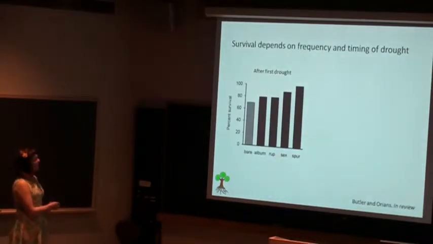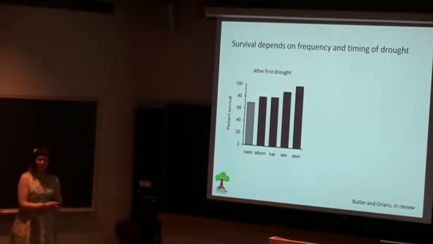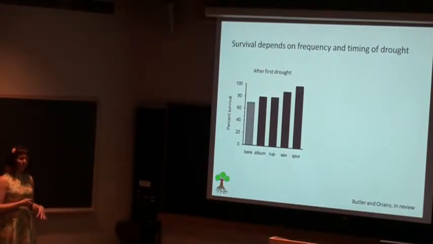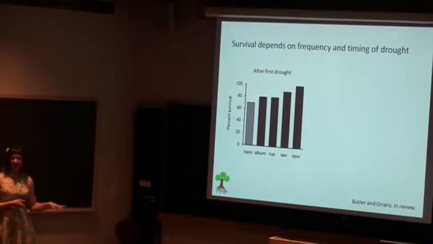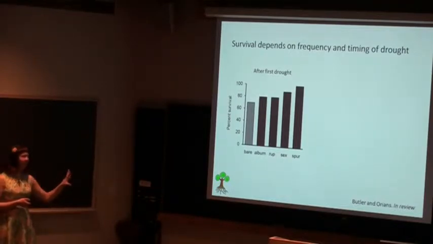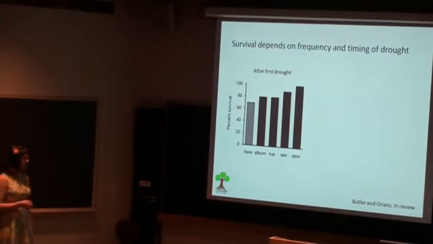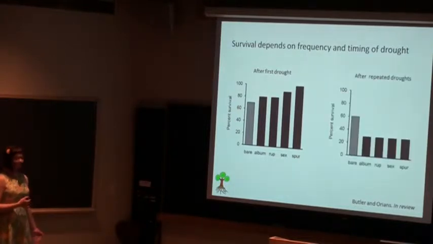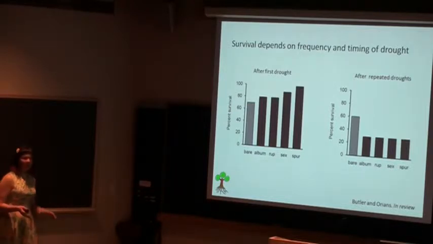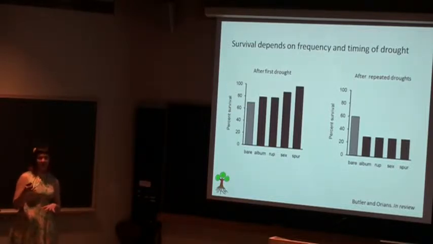For survival, it really depends on the frequency and timing. After this first drought, when most plants were pretty big, we generally saw a little bit lower survival with the bare soil, but again, sample sizes are too small to do stats on this. After repeated droughts, we saw low survival for everybody, and I think it's a little bit lower for the sedum ones because these plants kept most of their leaves after the first drought, so they were hit harder by the second one and the third one.